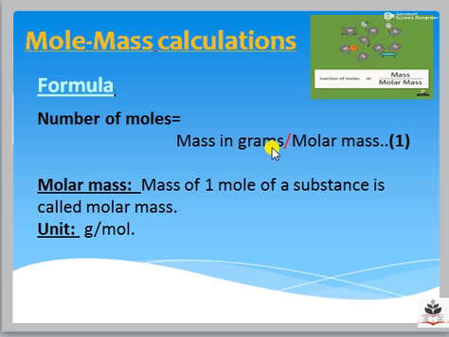Mass in gram will be given in question, but what about molar mass? Molar mass will not be given in the question. You'll have to find out the molar mass. What is meant by molar mass? Molar mass means mass of 1 mole of a substance. If we take 1 mole of a substance, the mass of that 1 mole of any substance will be known as molar mass. The unit used for molar mass is gram per mole.